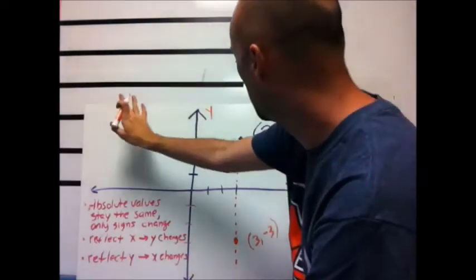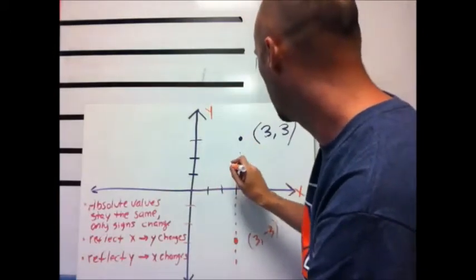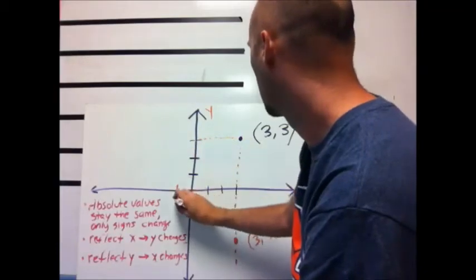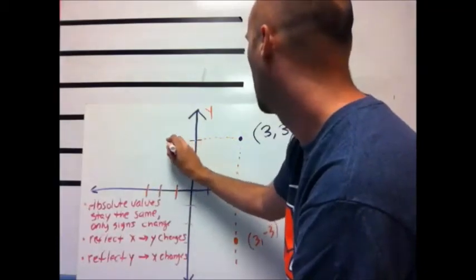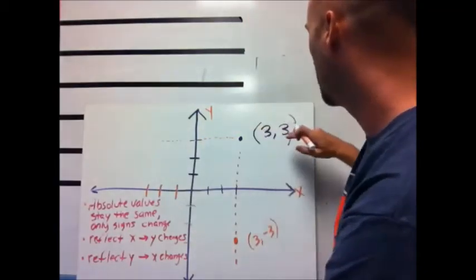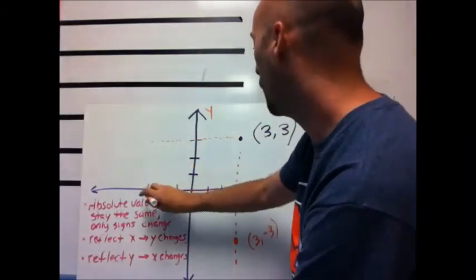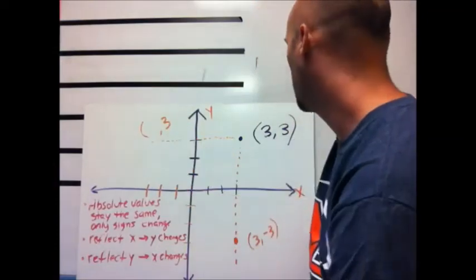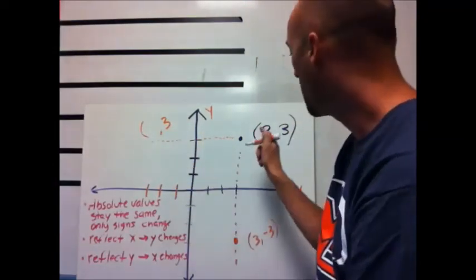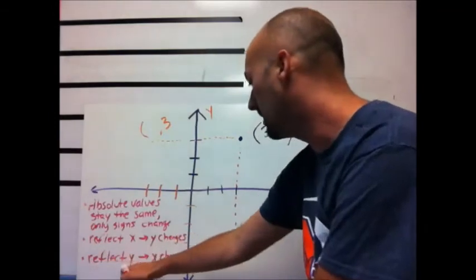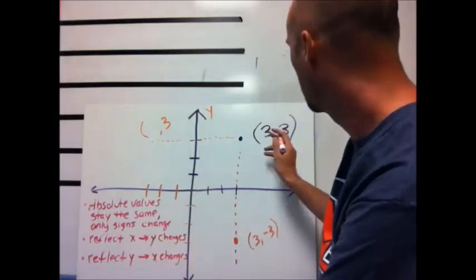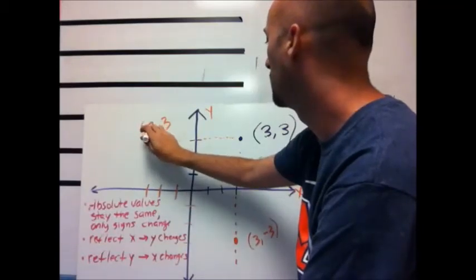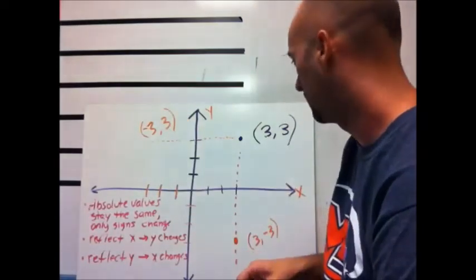So I'm going to take it and fold it over there. Well, in this situation, it's going to stay on that same line right there, right? So my y value will not change. It's on the same line. My x value, if I reflect across y, the x changes. So I'm going to take the opposite. -3, 3.